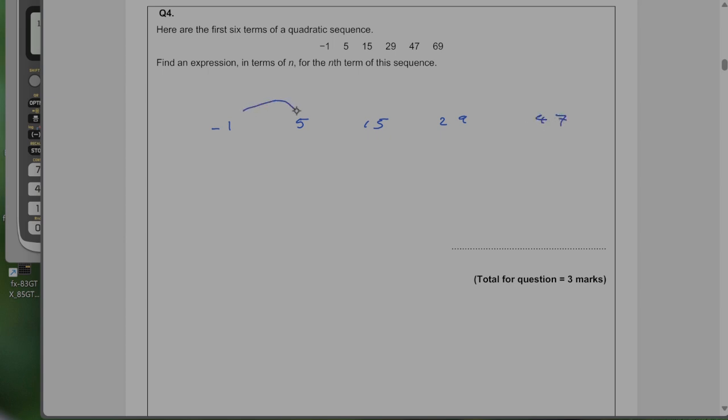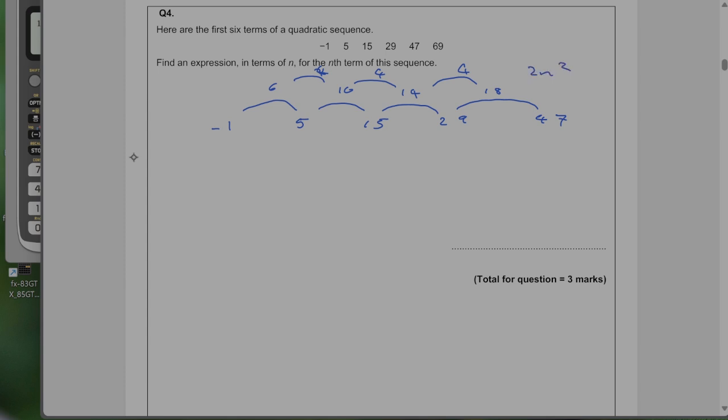So the first set of differences is 6, 10, 14, and then 18. So the second differences are 4, 4, 4, which means that there's going to be a 2n squared in my sequence.